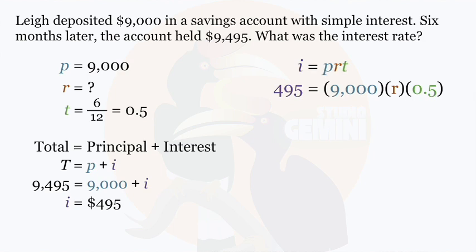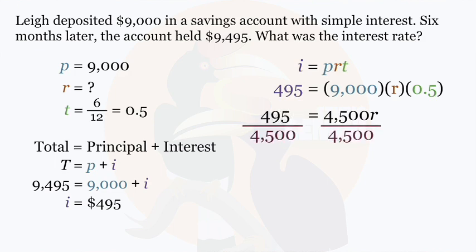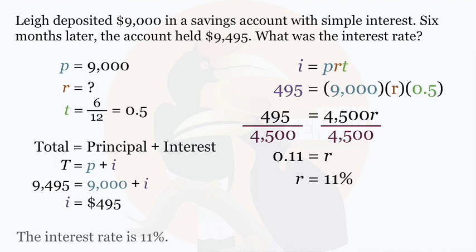9,000 times 0.5 is 4,500. So 495 equals 4,500 R. Dividing both sides of the equation by 4,500, we get that R is equal to 0.11. As a percent, this is 11%. So the interest rate is 11%. Let's look at one last problem.